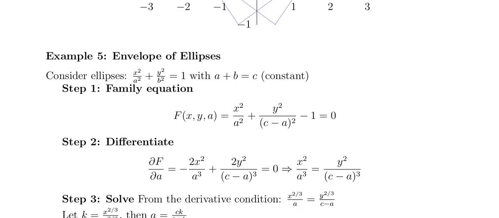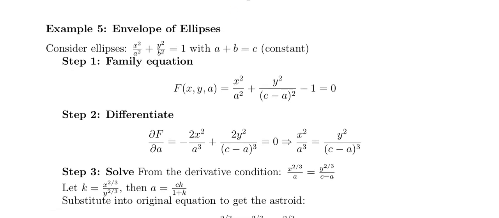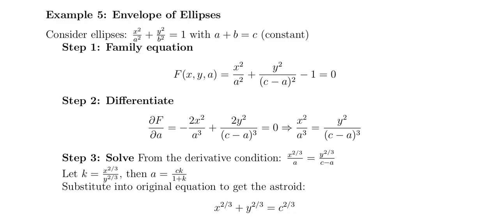And the envelope of the ellipse: x square by a square plus y square by b square equal to 1, with a plus b equal to c. Here we put b equal to c minus a, substitute, differentiate, and set the derivative to 0. Then solve this and see the output.